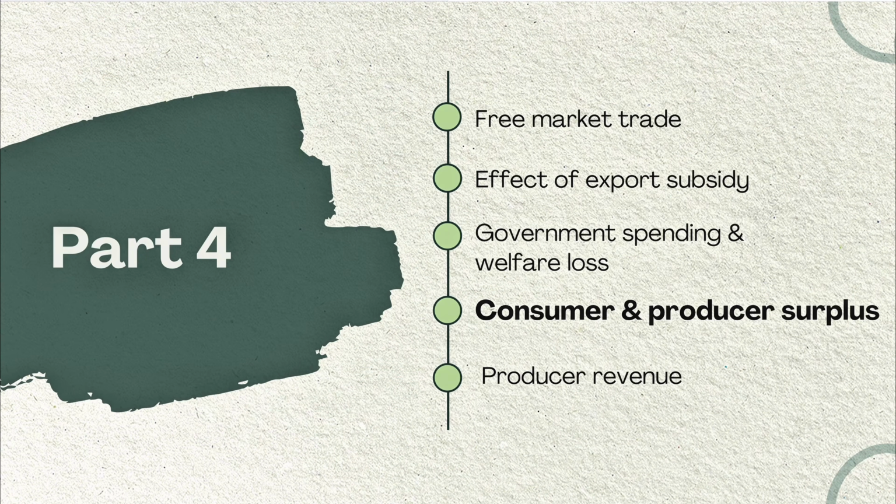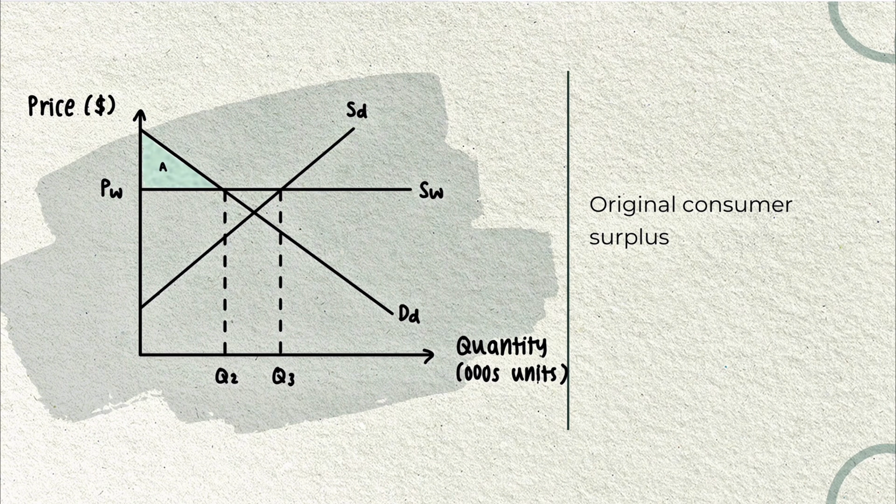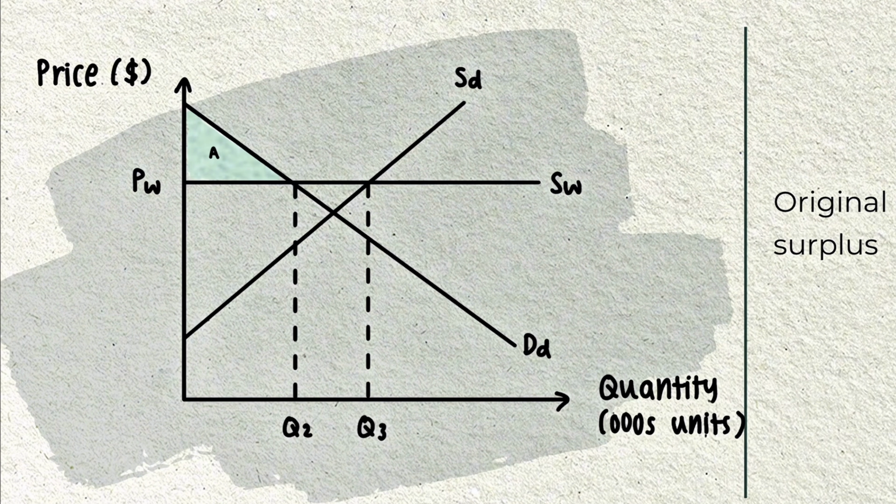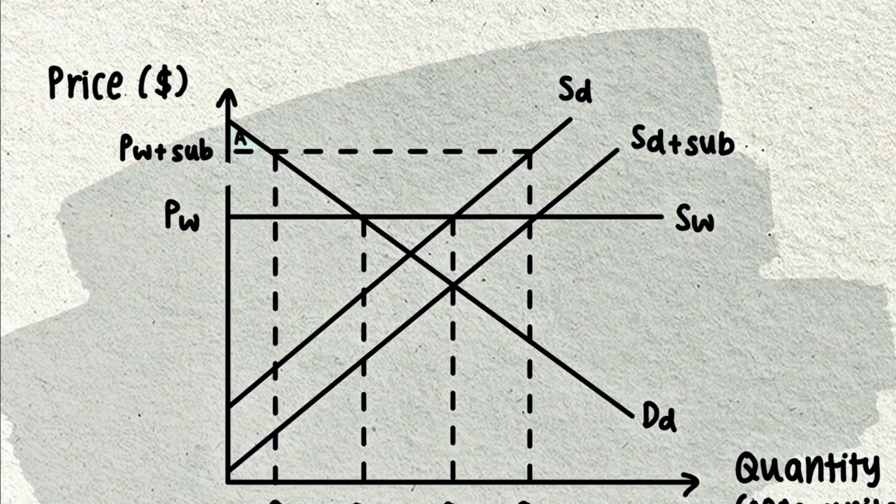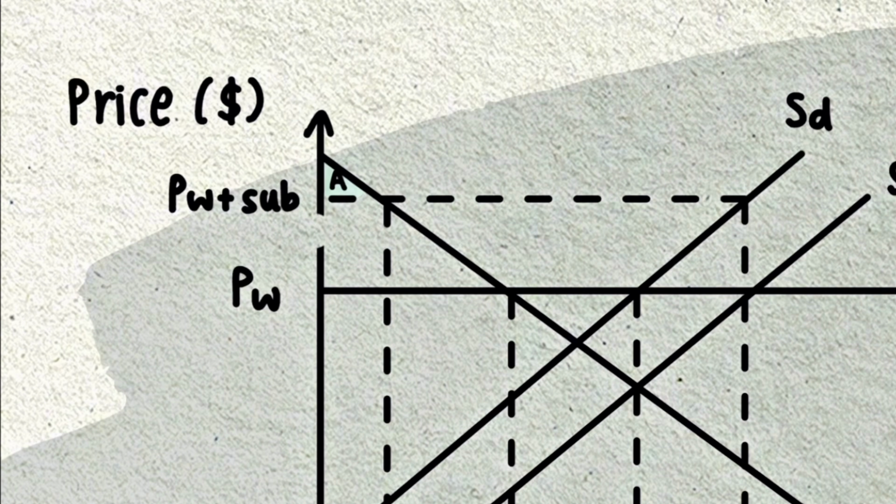So let's have a look at the consumer and producer surplus. The original consumer surplus is A, where the maximum price that they are willing to pay is here, as the entire range of prices above PW benefits the consumers as they are only paying PW. However, when the export subsidy is introduced, due to higher prices, the consumer surplus decreases.